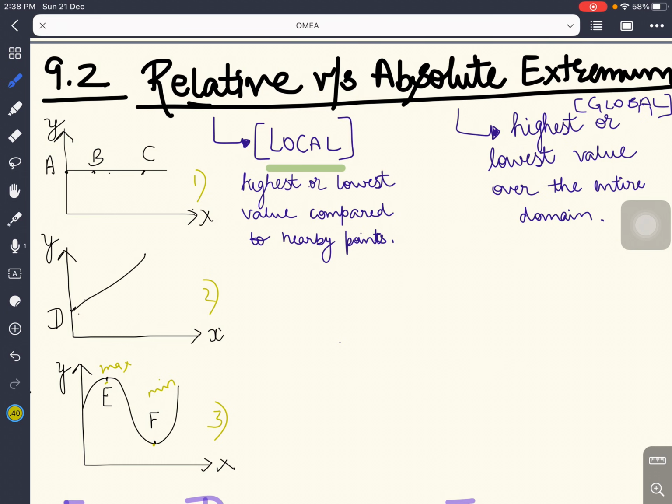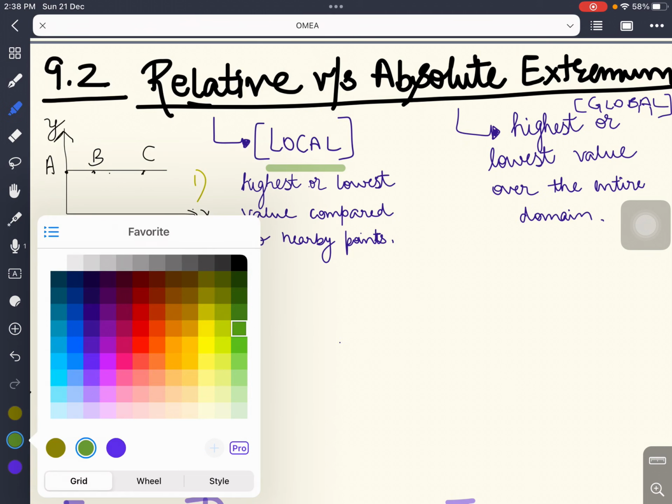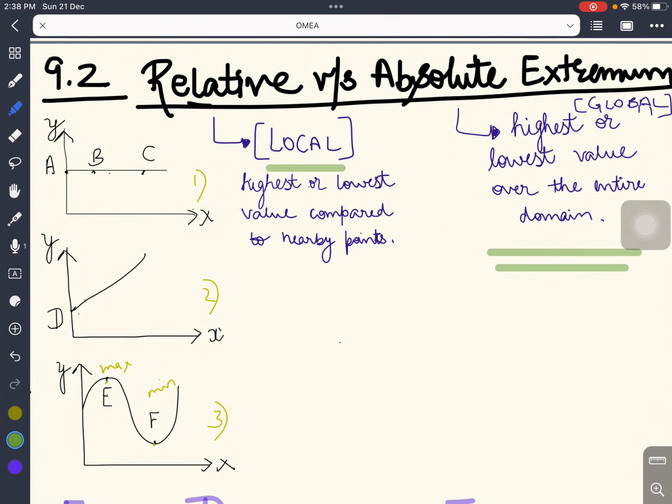The next distinction is the absolute extremum, also known as the global extremum, which means the highest or the lowest value over the entire domain. Like in the second figure, point D represents the absolute minimum point because it holds over the entire domain.